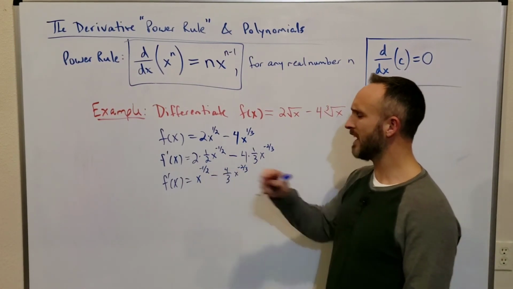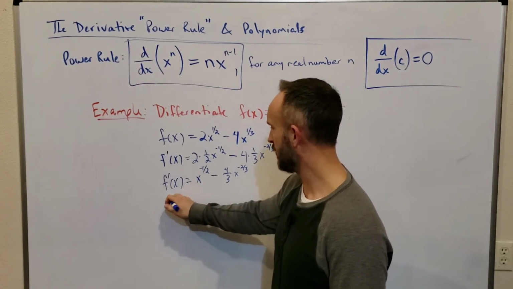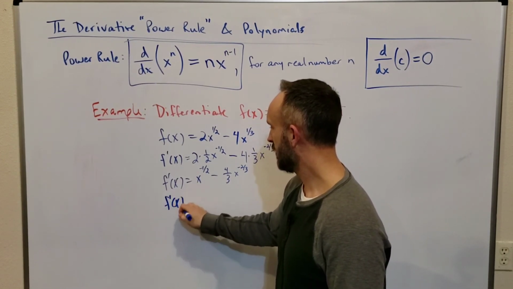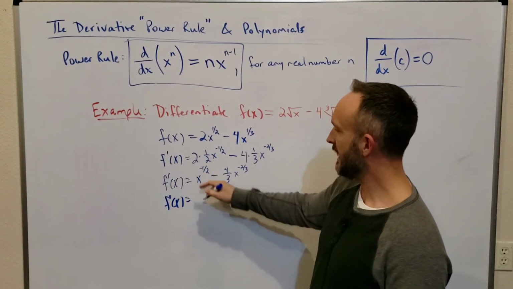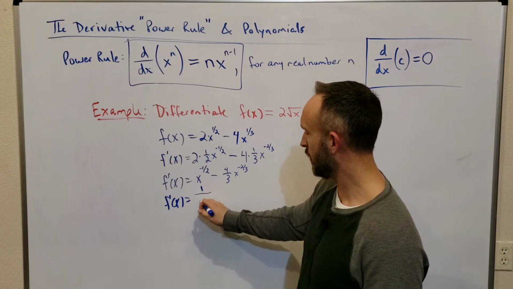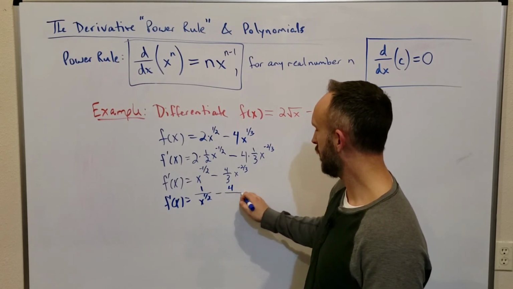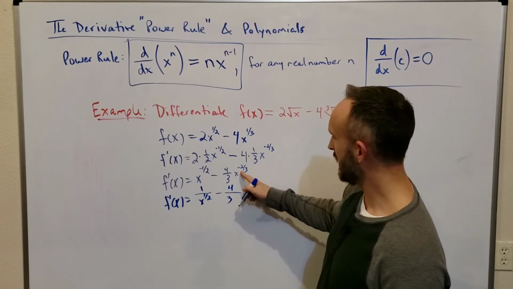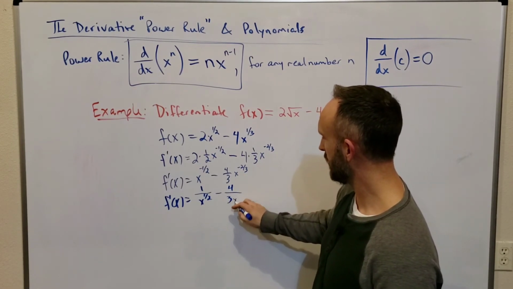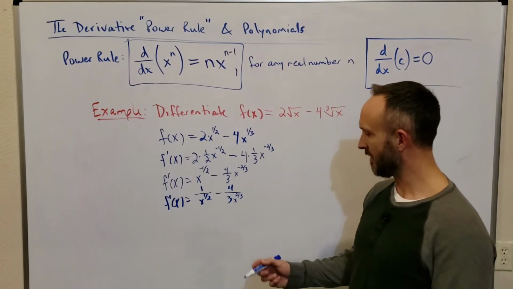And so you could do all kinds of things with this now. You could leave it like that, but you could go further and you could do things like, well, this is a negative exponent, so that means take the reciprocal, so that's 1 over x to the 1/2 minus 4 over 3. This is a negative exponent too, so it could go on the bottom and become x to the positive 2/3. You could leave it like that.